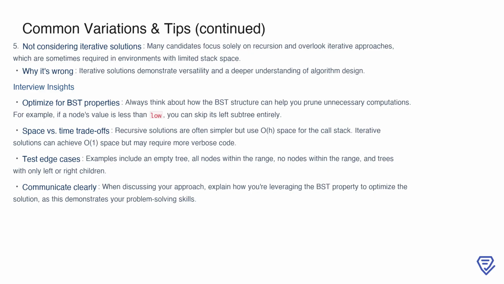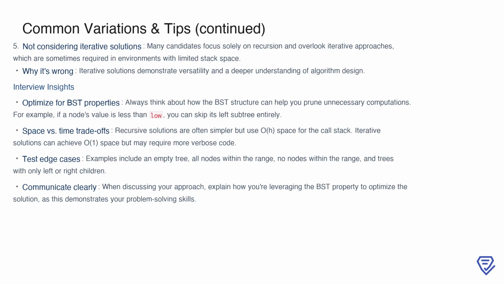While recursion is a popular approach, it's important to consider iterative methods as well, particularly in environments with limited stack space. Being able to implement both recursive and iterative solutions showcases your versatility as a problem solver. Now, when optimizing for this problem, always keep the BST properties in mind. For example, if a node's value is less than the low value, you can skip its entire left subtree, as all values there will also be less than low. This type of pruning is a critical optimization for both time and efficiency.